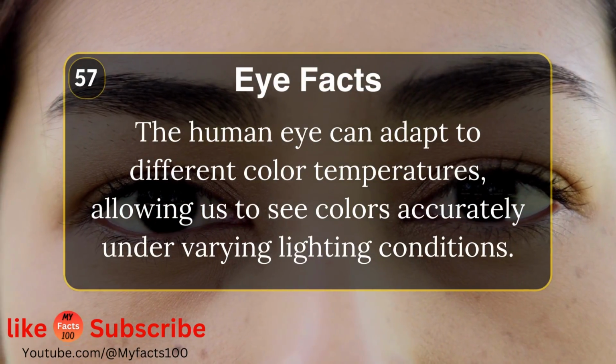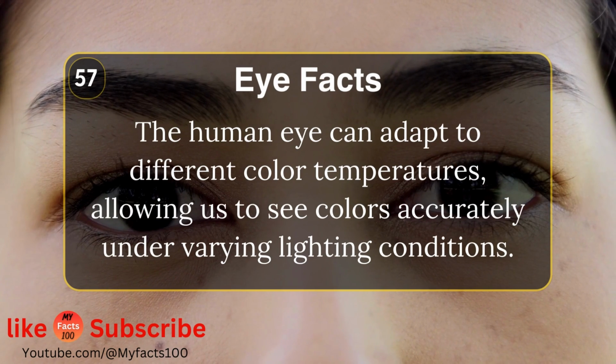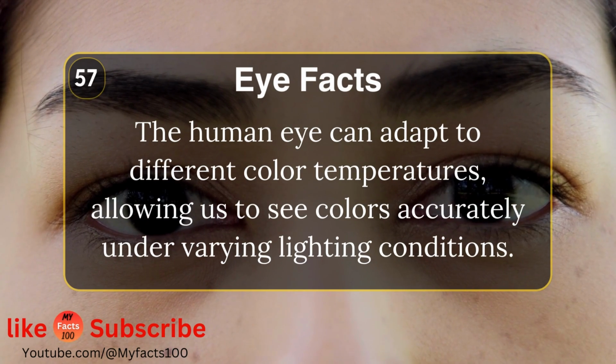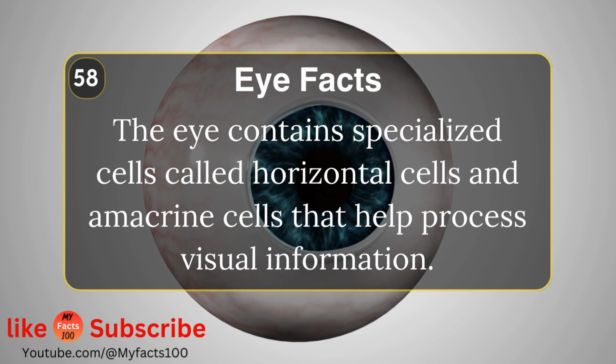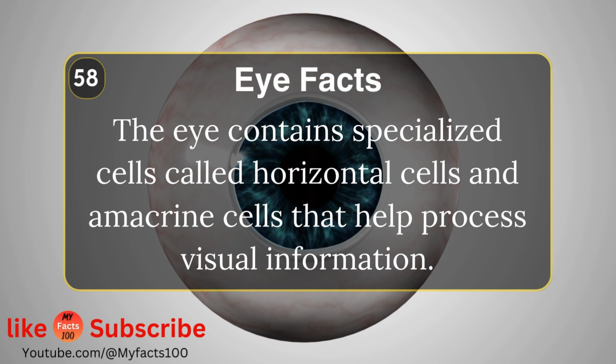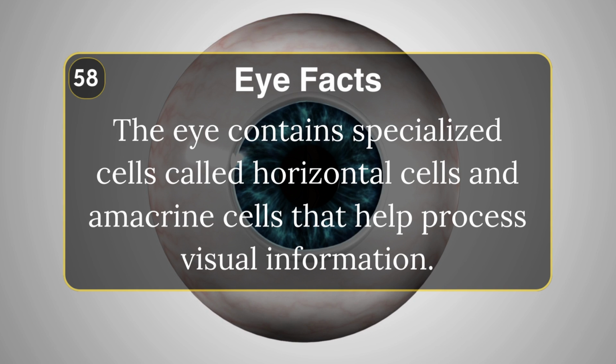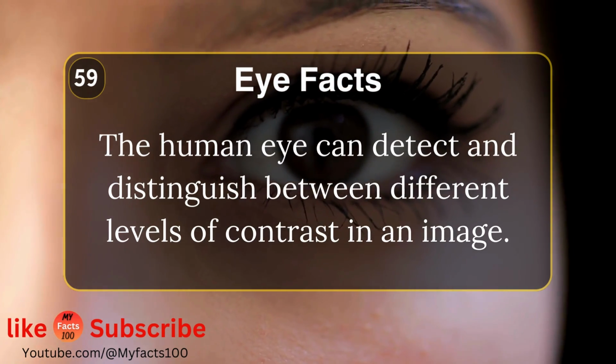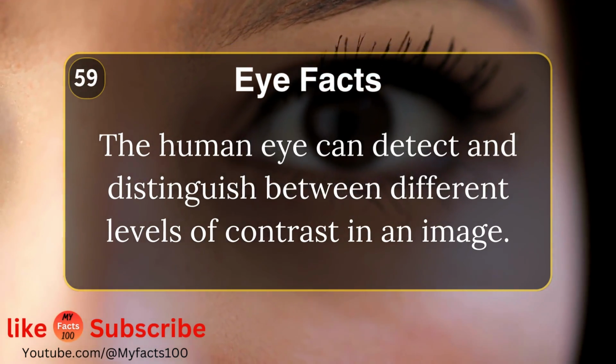The human eye can adapt to different color temperatures, allowing us to see colors accurately under varying lighting conditions. The eye contains specialized cells called horizontal cells and amacrine cells that help process visual information. The human eye can detect and distinguish between different levels of contrast in an image.